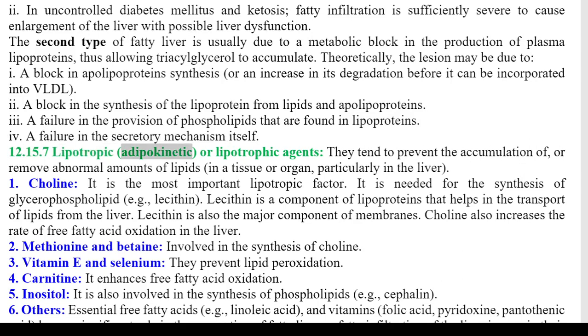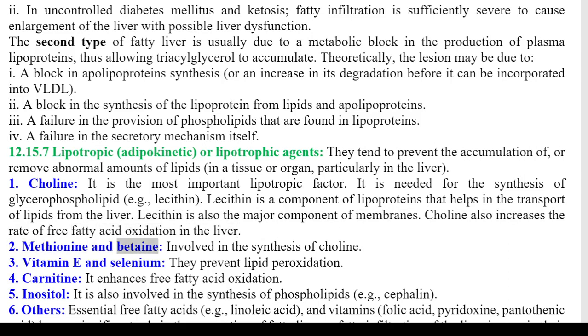12.15.7 Lipotropic, adipokinetic, or lipotrophic agents. They tend to prevent the accumulation of, or remove abnormal amounts of lipids, in a tissue or organ, particularly in the liver. 1. Choline. It is the most important lipotropic factor. It is needed for the synthesis of glycerophospholipid, for example lecithin. Lecithin is a component of lipoproteins that helps in the transport of lipids from the liver. Lecithin is also the major component of membranes. Choline also increases the rate of free fatty acid oxidation in the liver.